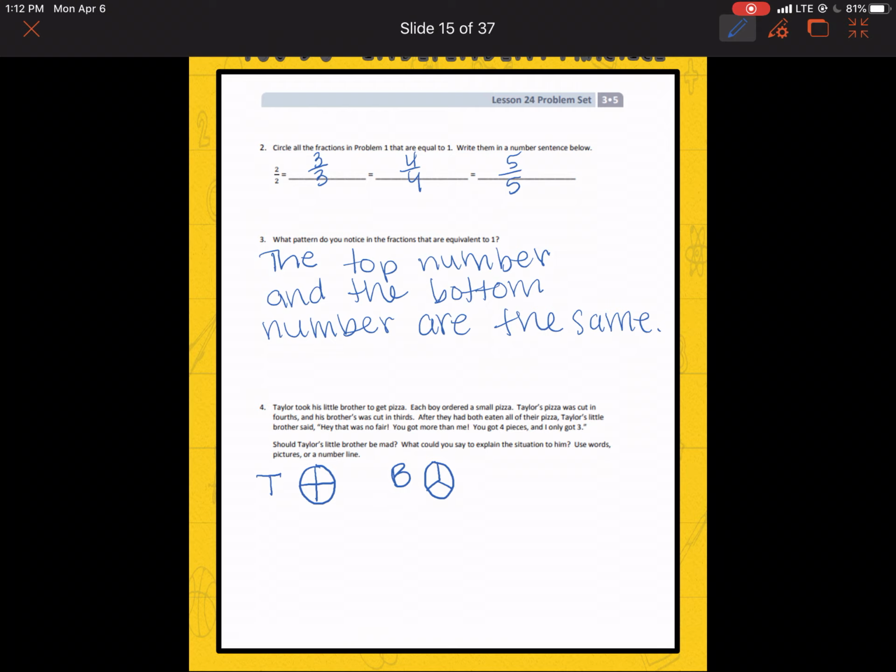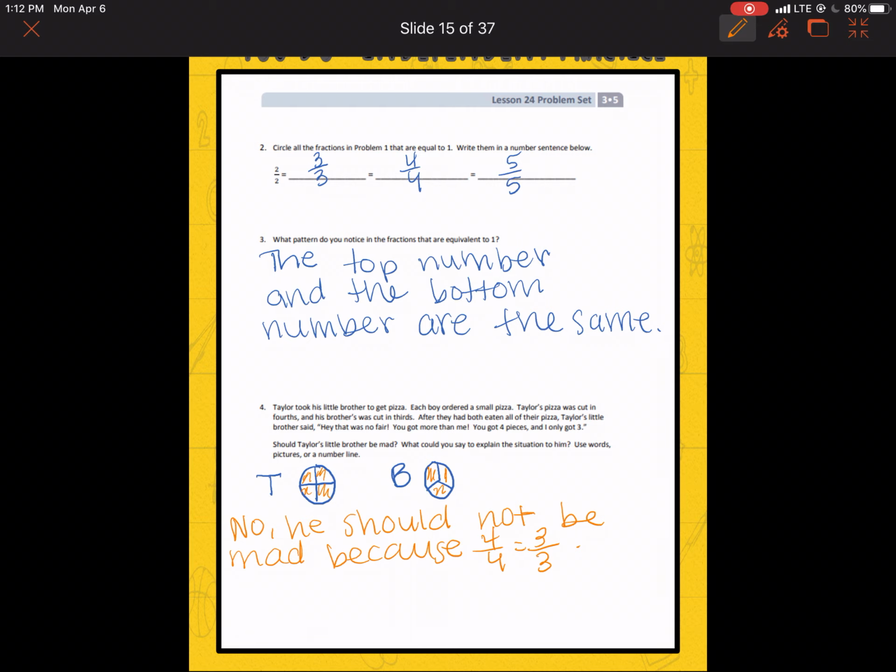Should Taylor's brother be mad? They both ate all of their pizza, right? Let me see if I can change my color here. They both ate all of their pizza, so all of it got eaten. Should he be mad? No. He should not be mad because 4 fourths is equal to 3 thirds. Maybe you drew a number line to explain this, or you only explained it in words. That would be fine too.